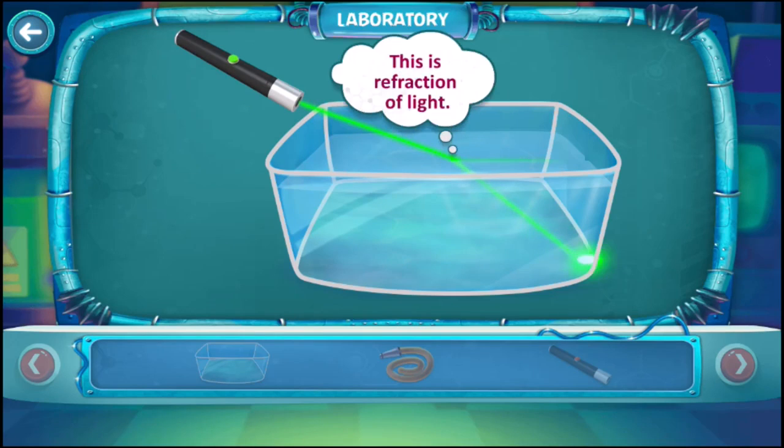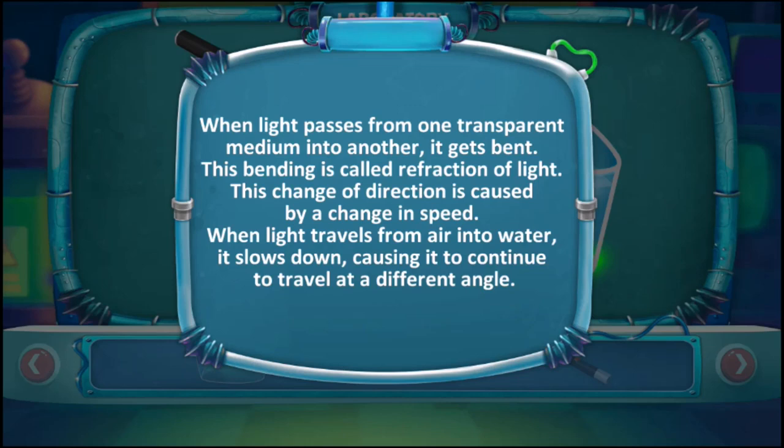This is refraction of light. Ray of laser beam got bent when it hit the water surface. This is called refraction. When light passes from one transparent medium into another, it gets bent. This bending is called refraction of light.